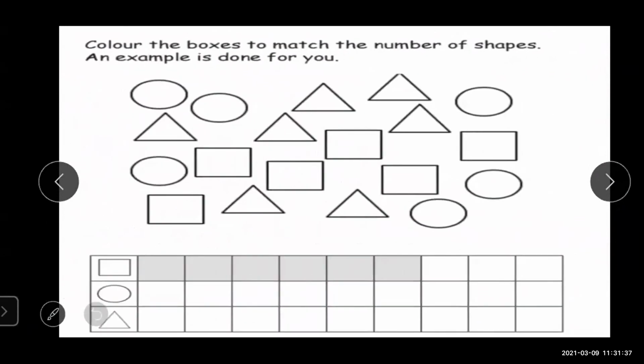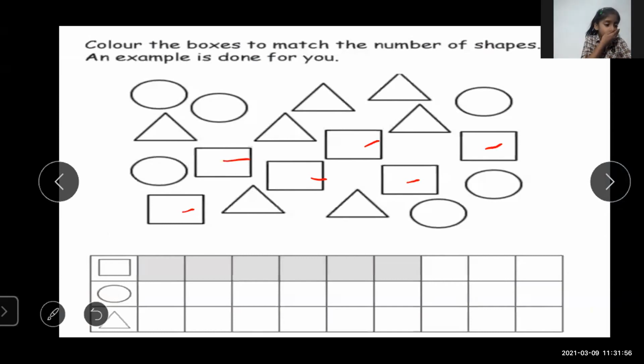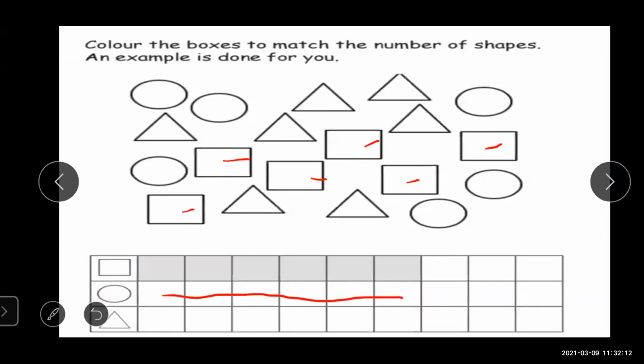Very good. Next, color the boxes to match the number of the shapes. For example, it has green. How many squares are there? 1, 2, 3, 4, 5, 6. 6 squares are there, so color 6 boxes. Now next they are asking about circles. How many circles are there? 6. So we have to color 6 boxes. Okay, how many triangles are there? 1, 2, 3, 4, 5, 6, 7. 7 triangles are there, so we have to color 7 squares.